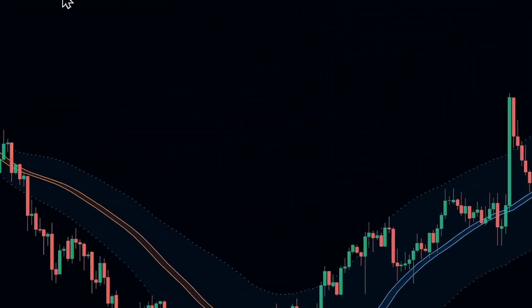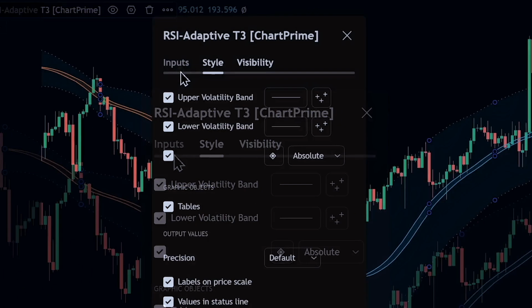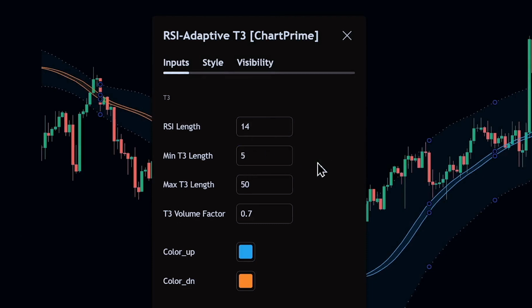Diving into the indicator settings, you'll find robust customization options. The RSI Adaptive T3's strength lies in its adaptability. Within the settings, you can adjust the minimum and maximum length parameters, which the RSI uses to fine-tune the T3's responsiveness dynamically. When the RSI is low, indicating a potentially oversold market, the T3 adopts a shorter length to react swiftly and catch possible reversals. When the RSI is high, signaling an overbought or strongly trending market, the T3 extends to a longer length, smoothing out to reduce market noise.